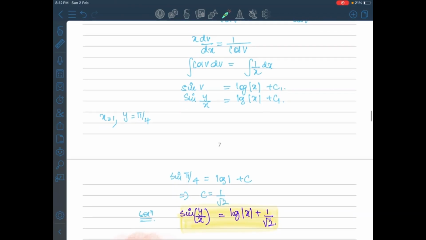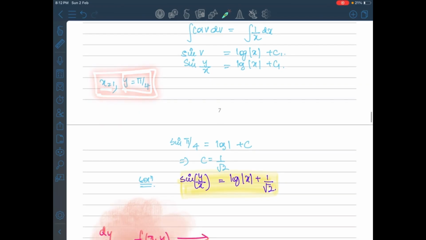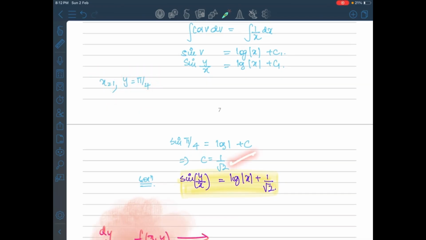Okay. And after doing that, they have given some initial condition. At x is equal to 1, y is pi by 4. Just substitute the condition, and from there you will get log 1 is 0, sin pi by 4 is 1 by root 2. So just substitute back. Now here you cannot do any simplification as such if you try to see. Right? It's not e power I cannot take. This is the good way of presentation.